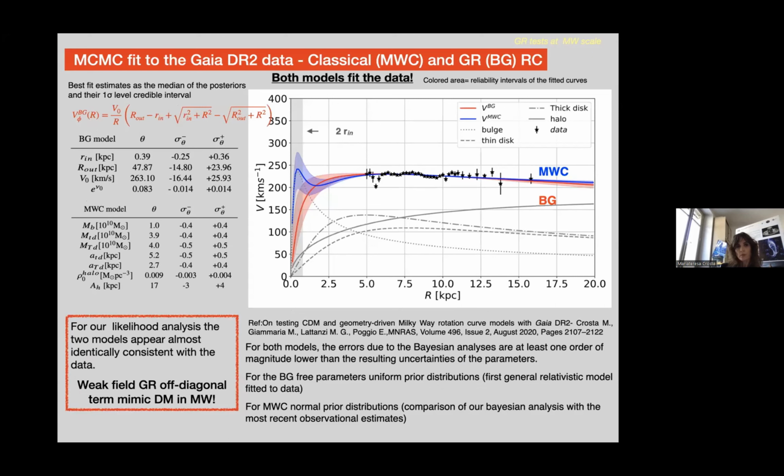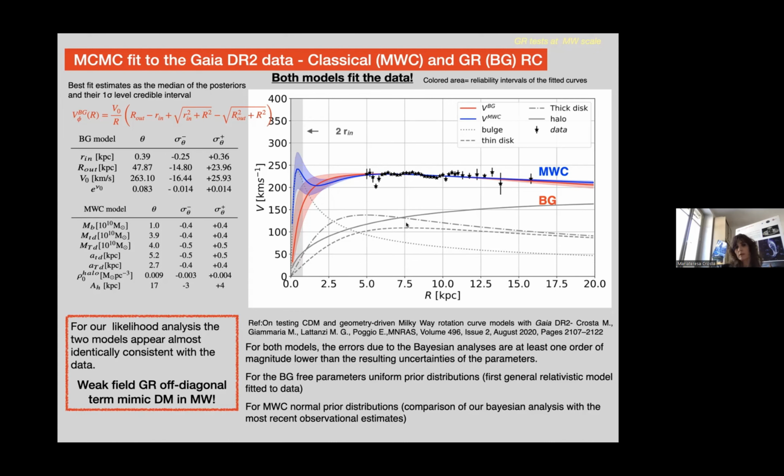With the DR2, since the parameter space is too large and a simple nonlinear fit is not suitable, we decided to use a Monte Carlo Markov chain method to fit the Gaia DR2 data. In this diagram, you can see the differences. The red line is the velocity profile fitted to the Gaia data, and the blue line the classical model. And you can see that for high likelihood analysis, the two models appear almost identical.